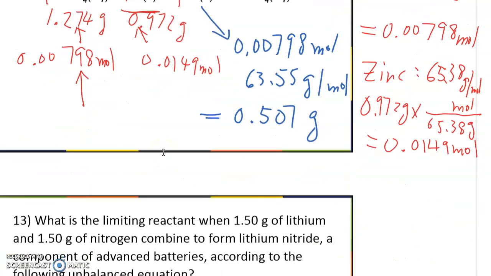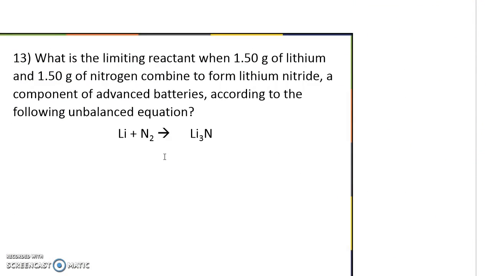Okay, let's look at another example over here. What is the limiting reactant when 1.50 gram of lithium and 1.50 gram of nitrogen combine? Okay, so what is given is 1.50 gram for this one, and 1.50 gram for this one as well.